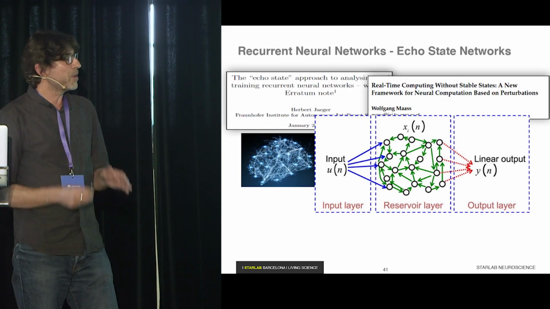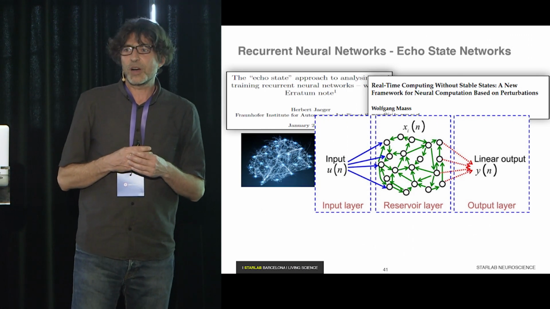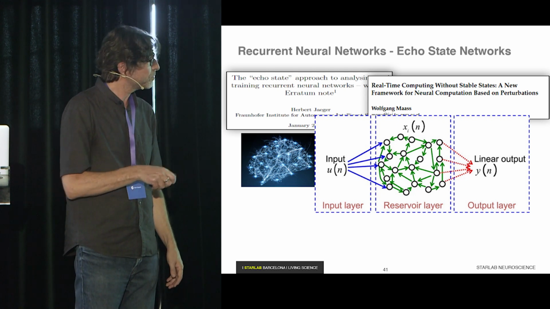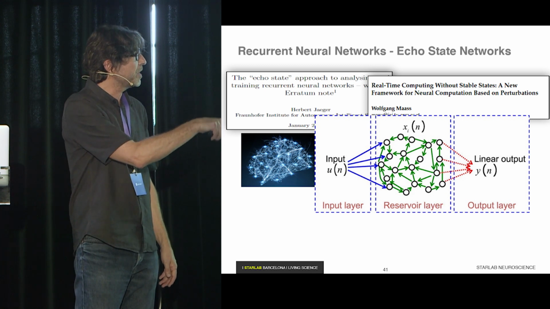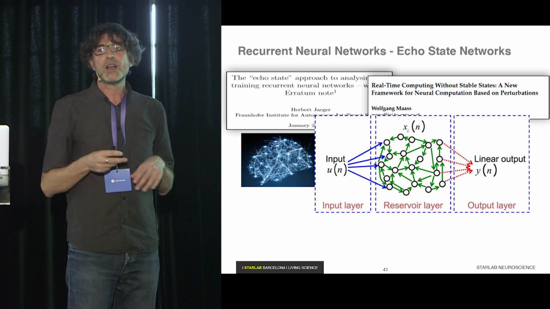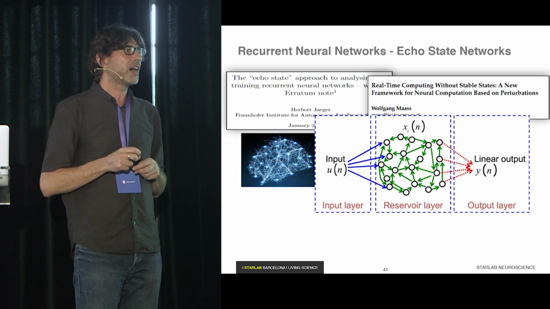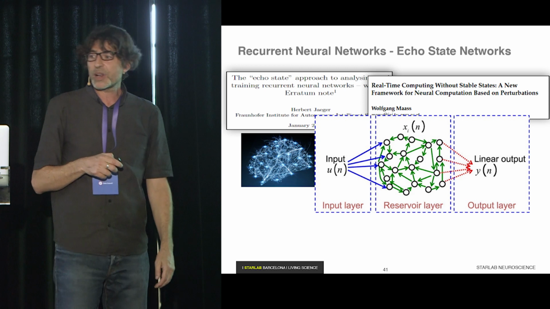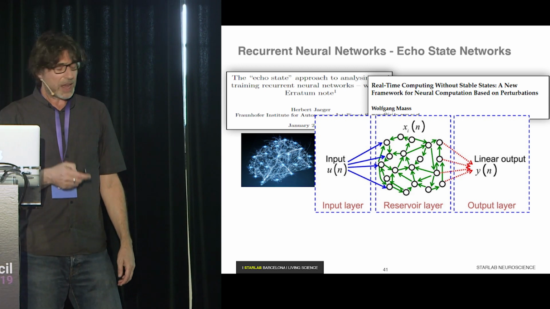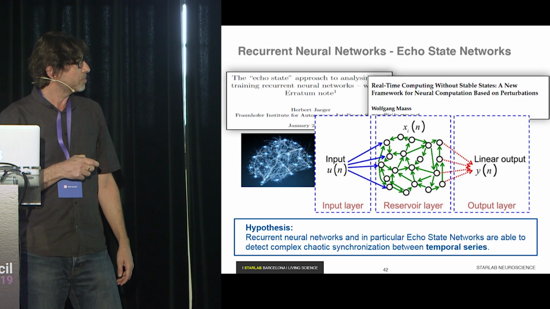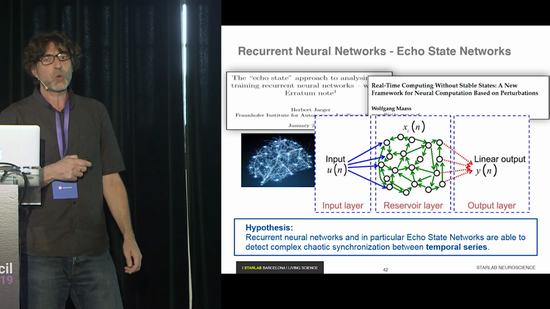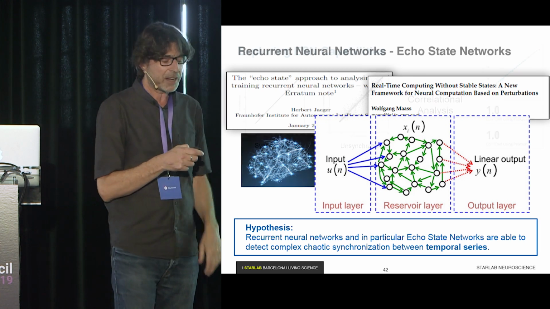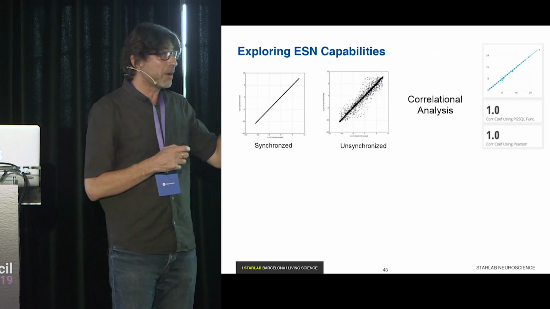For this, we are using a very particular type of neural network, which is called an Echostate Network. It has 3 layers, an input layer, an output one, and in the middle a so-called reservoir, which is a fully connected layer that randomly connects one node to the other. It's a type of recurrent neural network. And basically, the hypothesis is that we can discover chaotic synchronization between EEG channels. I will talk a bit about this.